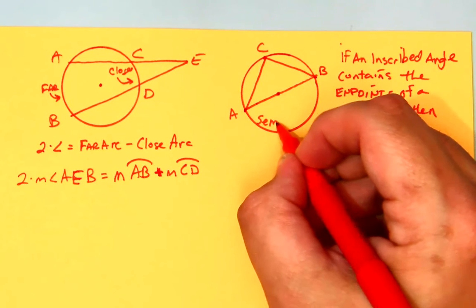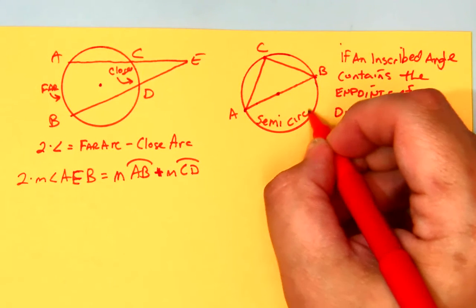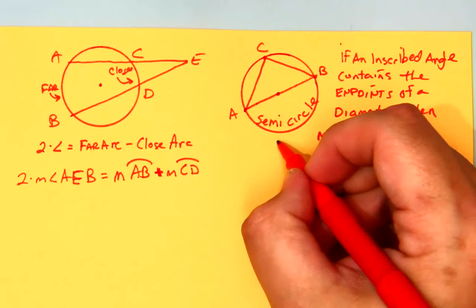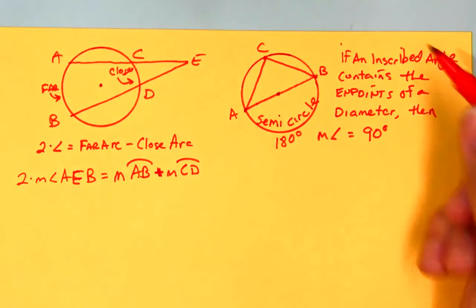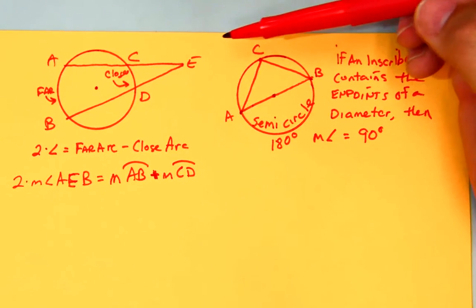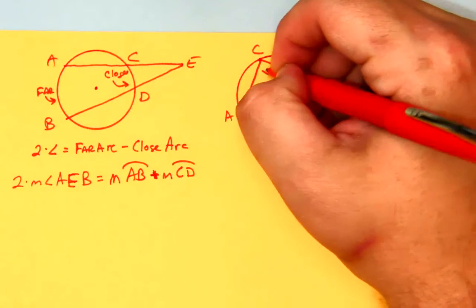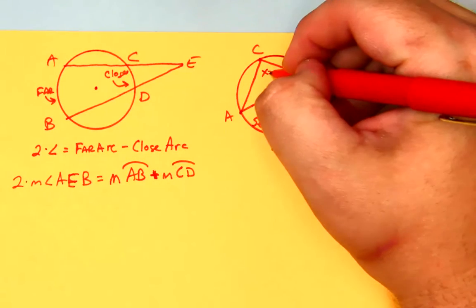This is a semicircle. It's half a circle. It's 180 degrees. So the inscribed angle, X, has to be equal to 90.